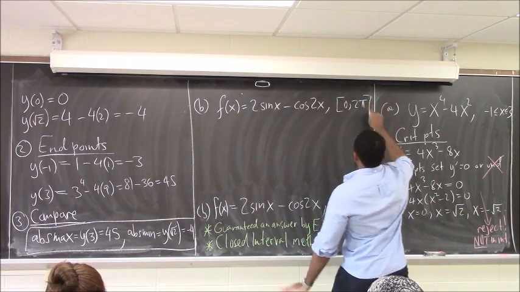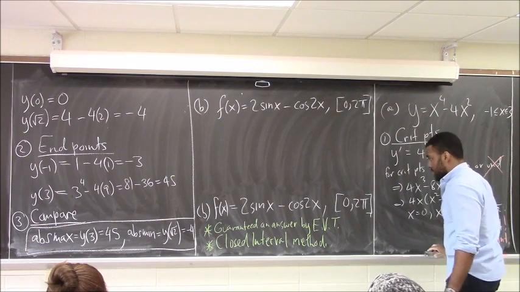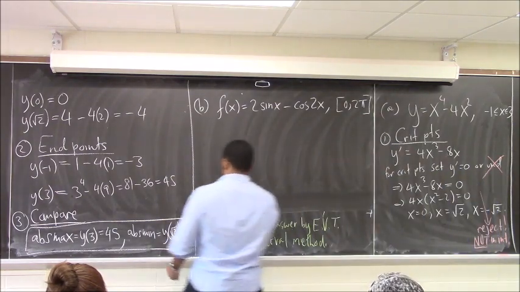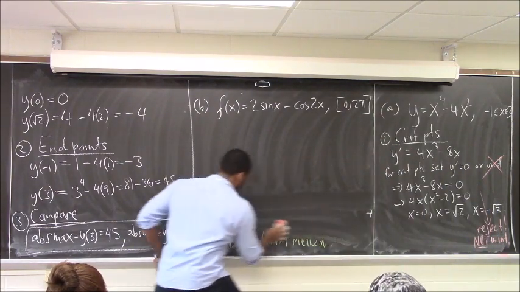So here again, we're using the interval 0 to 2 pi. I want you to find the absolute maximum and minimum on that interval.